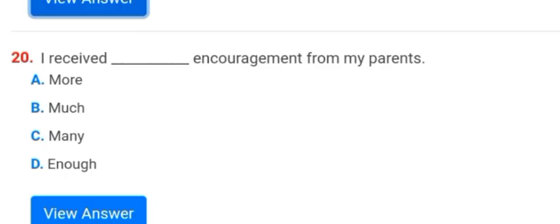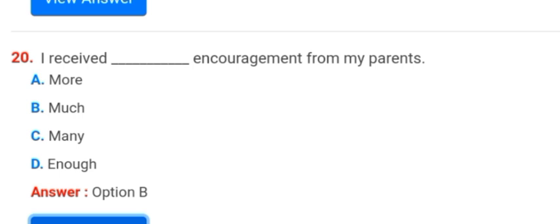Question number 20. This is the last question. I received this encouragement from my friends. A: more, B: much, C: many, D: enough. Correct answer: option B, much. I received much encouragement from my friends.